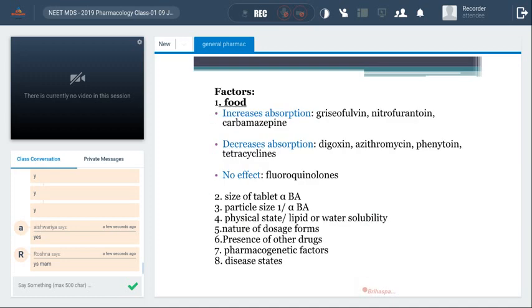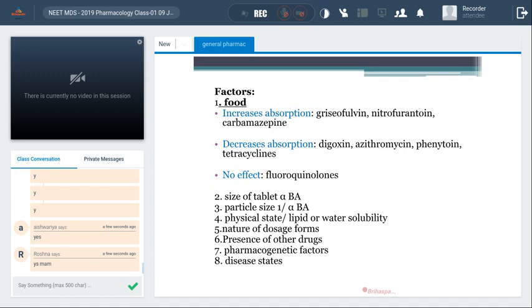Now, I told you a drug may be absorbed 20% or 80%. What are the factors which determine this bioavailability? That means what are the factors which help you to tell 80% is getting absorbed or 50% is getting absorbed? There are many factors. One of the factors is food. You all must be knowing, sometimes we tell the patient to take the drug with food, after food, before food, etc. So food can increase absorption of certain drugs. At the same time, food can decrease absorption of certain drugs.